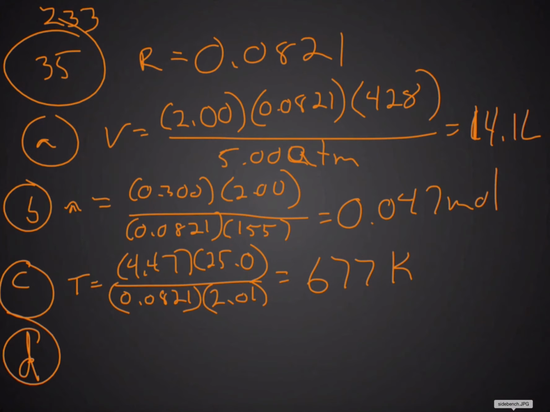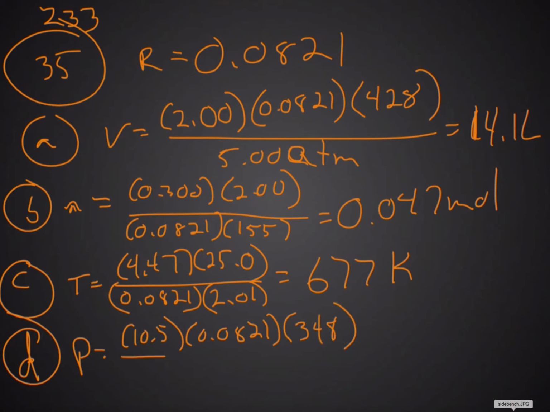All right, the last one, we're trying to find the pressure. Pressure is the number of moles times the gas constant times the temperature, which was 75 Celsius or 348 Kelvin, divided by the volume of 2.25 liters, and that is a pressure of 133 atmospheres.